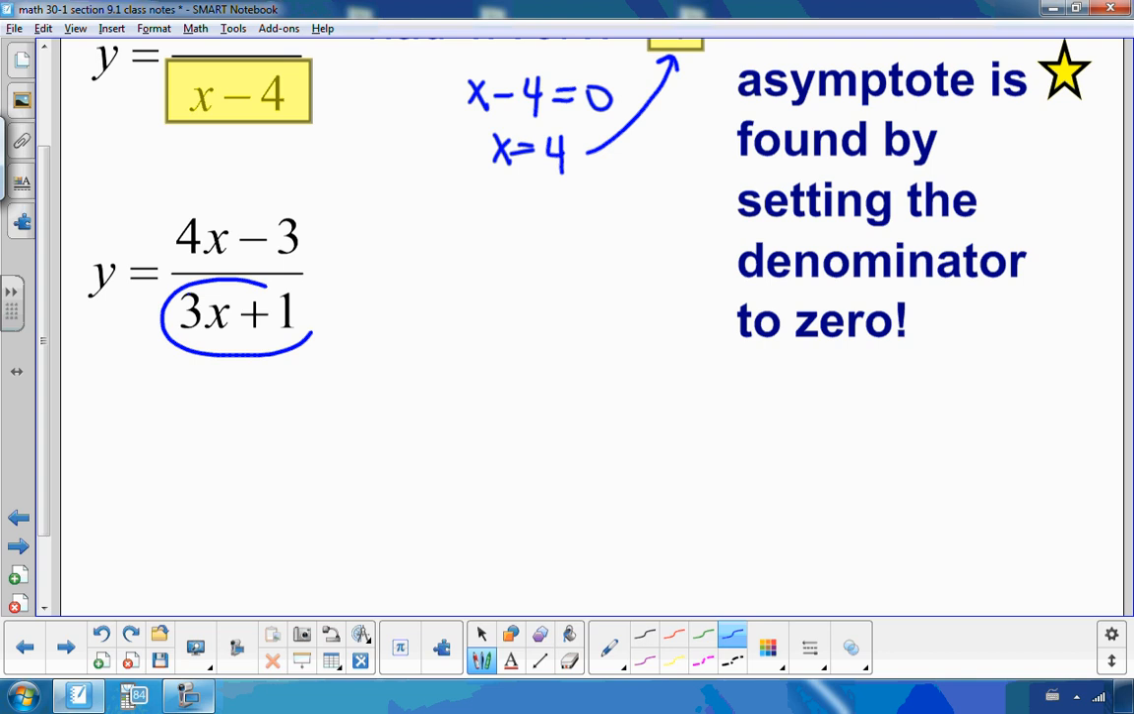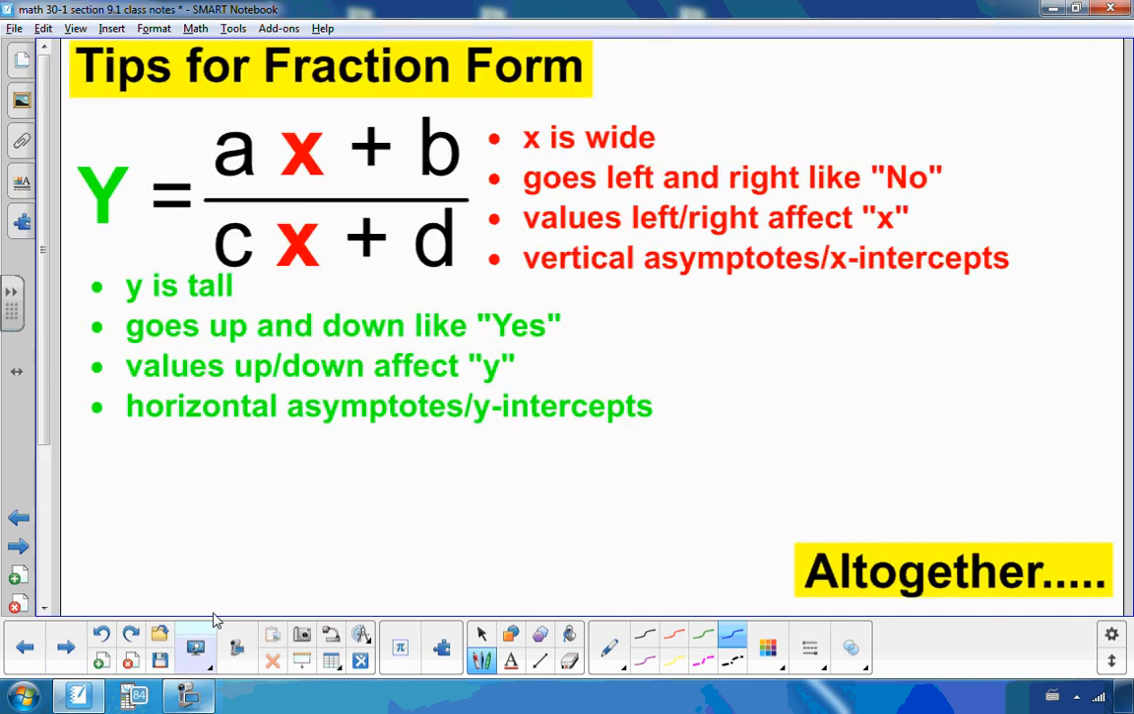So for this example here, I look at the denominator and I set it equal to 0. Solving for x, I get that my vertical asymptote is at -1/3. Okay, well these are all great tricks, but how on earth are you supposed to memorize all of these little tricks for them to actually work? So that's what I want to talk about next.